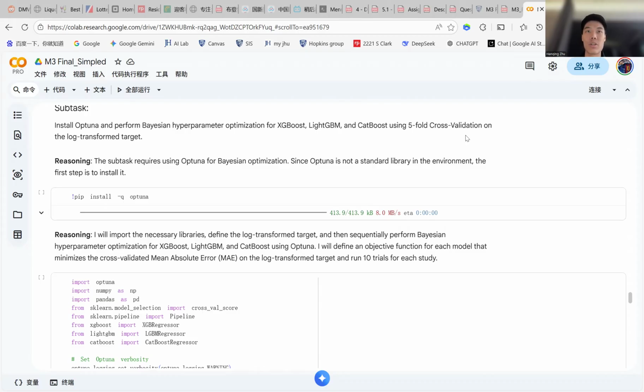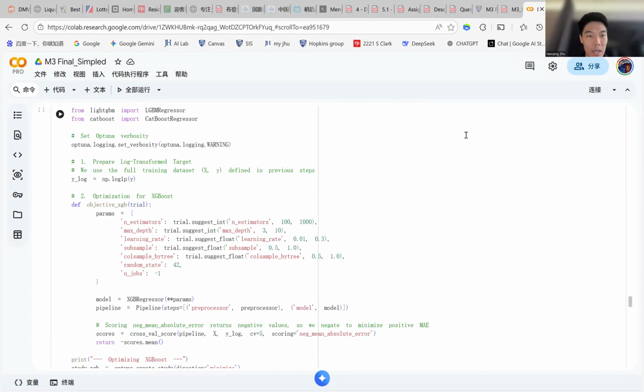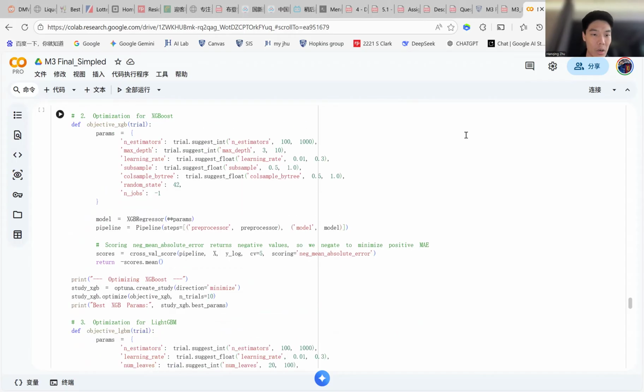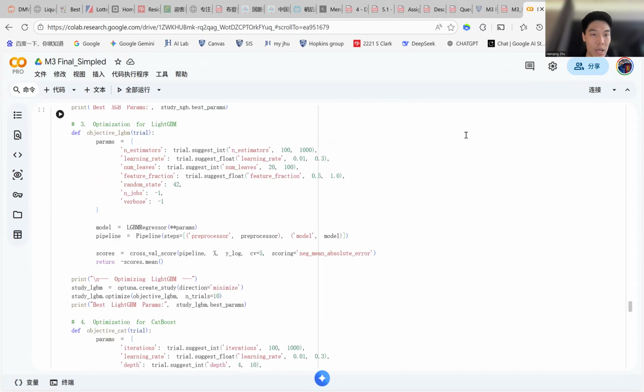First, for XGBoost, it found a configuration with a high number of estimators but a shallow depth, preventing overfitting. For LightGBM, it optimized the learning rate and feature fraction. And for CatBoost, it tuned the depth and regularization strength. This rigorous process ensured that every individual model in my ensemble was performing at its absolute peak capability. And here's the part about the log transformation and optimization about these three models: XGBoost, LightGBM, and CatBoost.